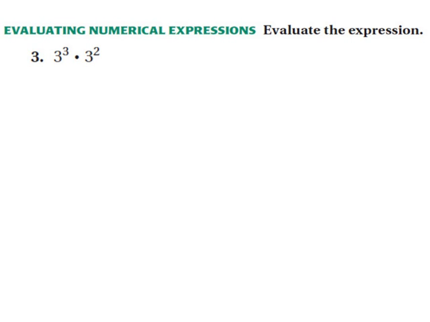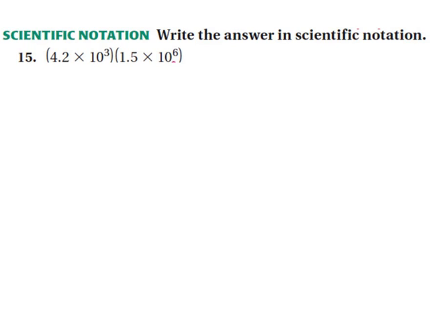Okay, again, these add. So it's 3 plus 2, and I end up with 3 to the 5th. Okay, scientific notation. So we multiply 4.2 times 1.5, and we add 3 and 6. And we end up with 6.3 times 10 to the 9th.